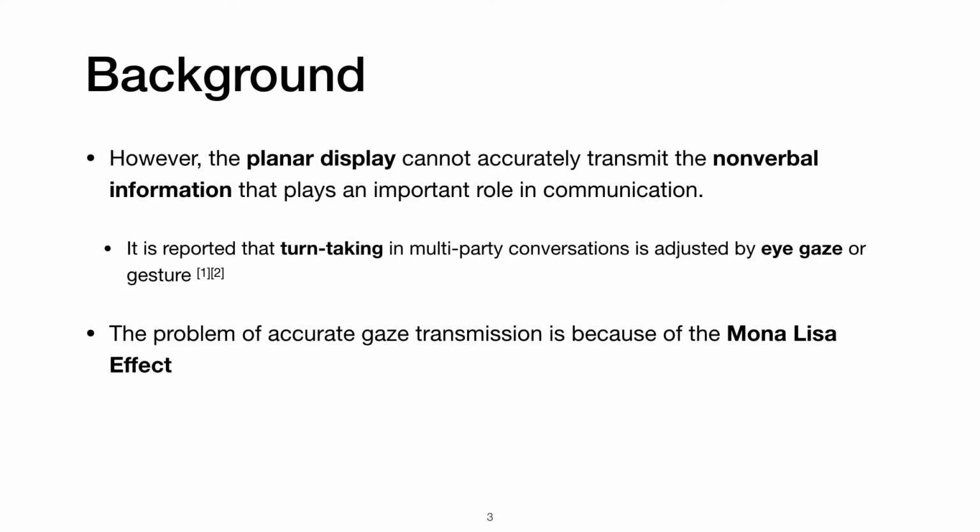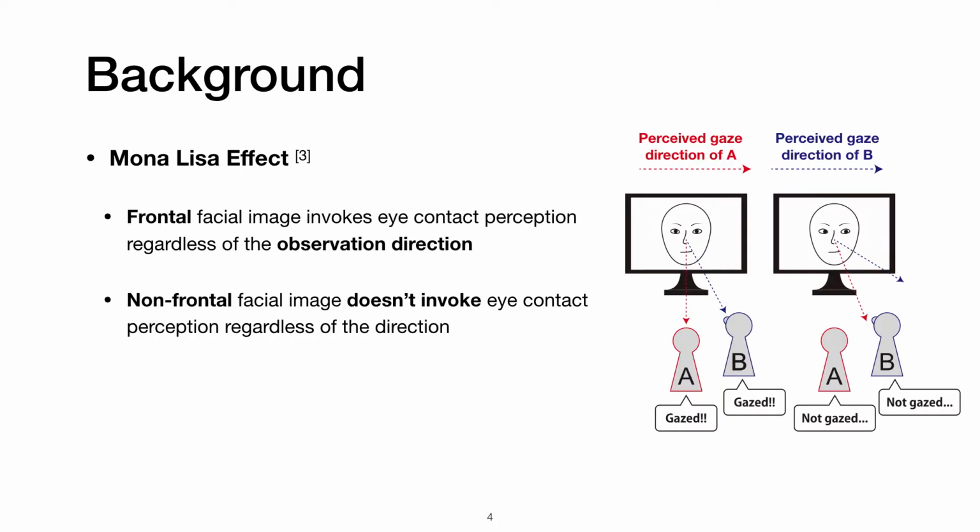However, the planar display, which you may see right now, cannot accurately transmit non-verbal information, which plays an important role in communication. It is reported that turn taking in multi-party conversation is adjusted by eye gaze or gesture. The problem of accurate gaze transmission is because of the Mona Lisa effect.